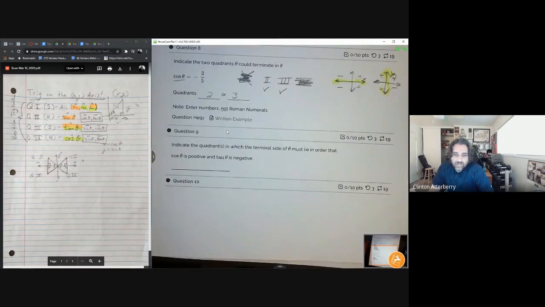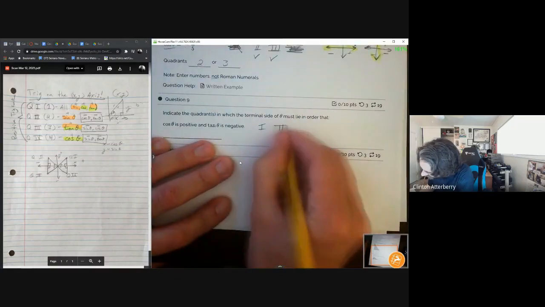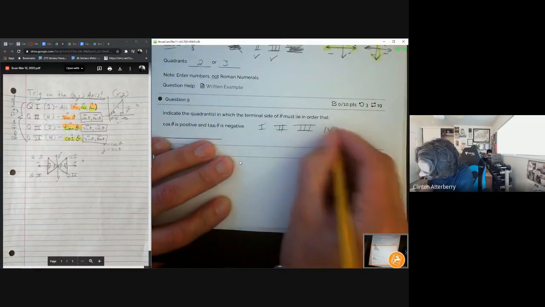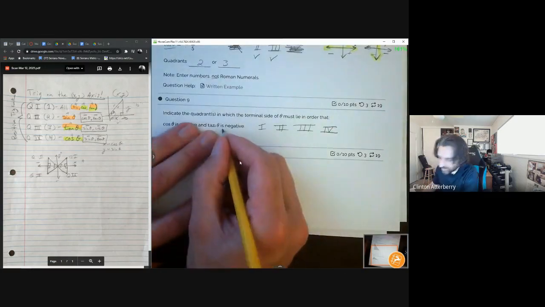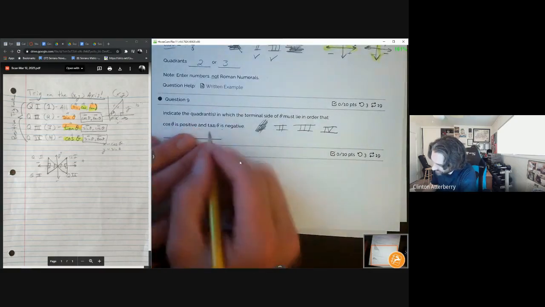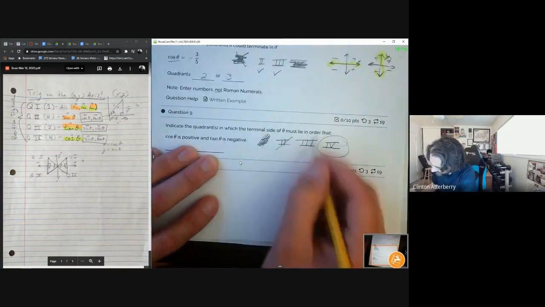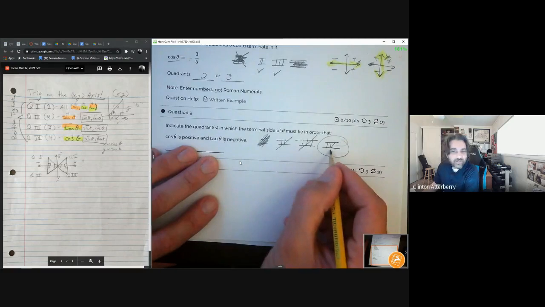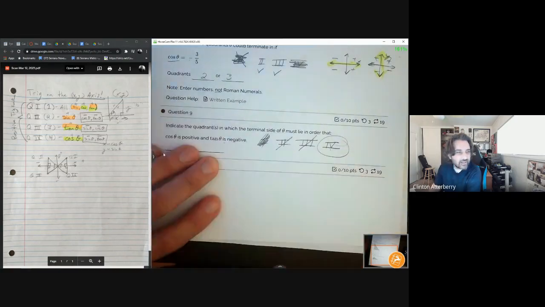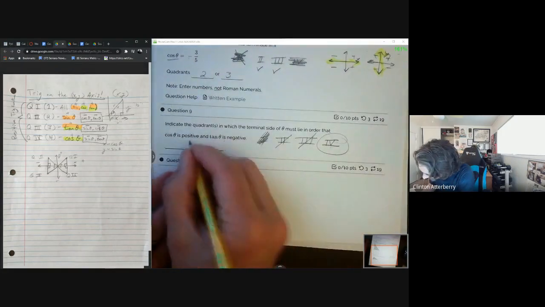Question 9, indicate the quadrant or quadrants in which the terminal side of theta must lie in order that cosine is positive and tangent is negative. Ooh. So let's go back through once again with 1, 2, 3, and 4. It says tangent's negative. Well, in quadrant 1, everything's positive, so we know it's not 1. We just discussed that cosine is positive only in 1 and 4, so that leaves us with just 4. Let's double check. In quadrant 4 cosine's positive, tangent's negative, so it would be in quadrant 4.